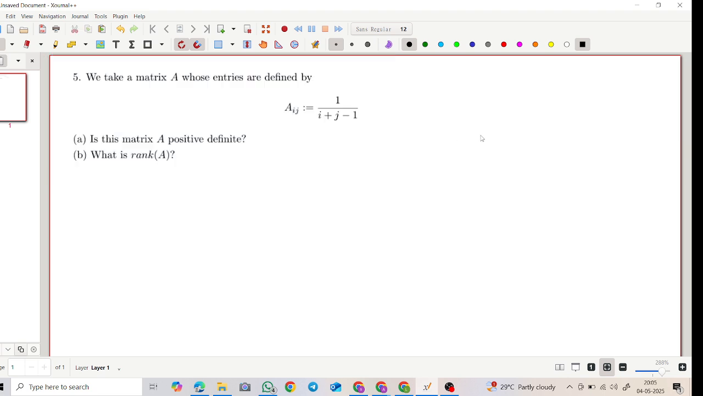You can see the matrix looks like this. The first entry is 1, then this is the 1-2th entry, 1 plus 2 minus 1, that is 1 by 2, then 1 by 3, and similarly you can see that it is a symmetric matrix, and so on. We are asked what the rank of this matrix is, and whether it is positive definite or not. First let me tell you the definition of a positive definite matrix, if you don't know it.